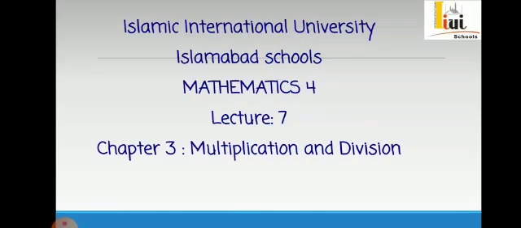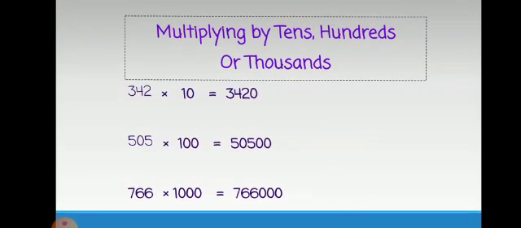In the previous lecture we studied chapter number 3, multiplication and division. Now we are going to discuss multiplying by tens, hundreds or thousands. As you can see, there are some numbers. For example, the first number is 342 and we want to multiply it by 10.